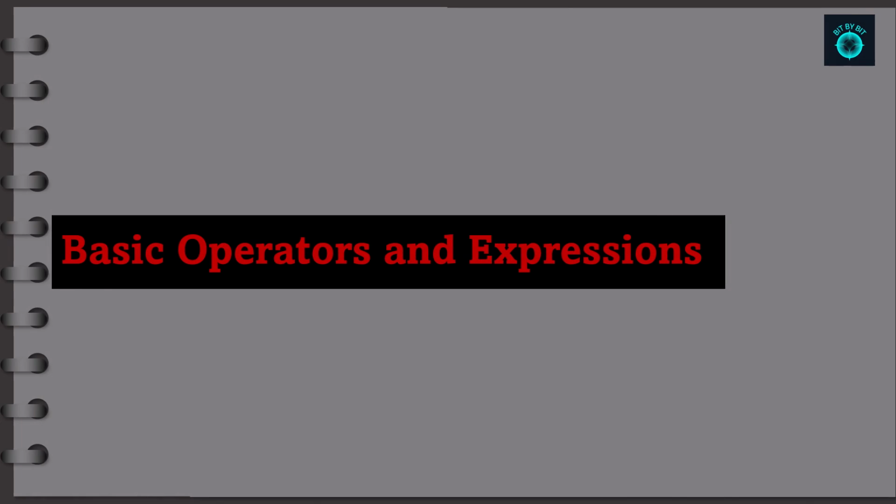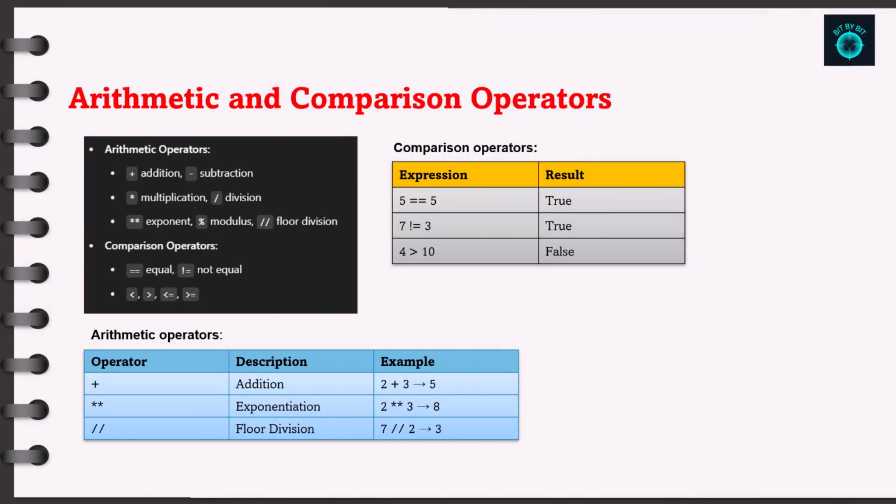Basic operators and expressions. Arithmetic and comparison operators. Let's begin with arithmetic and comparison operators in Python. Arithmetic operators are used for basic math. You can add, subtract, multiply, or divide numbers. Python also supports more advanced operations like exponentiation, floor division, and finding the remainder.